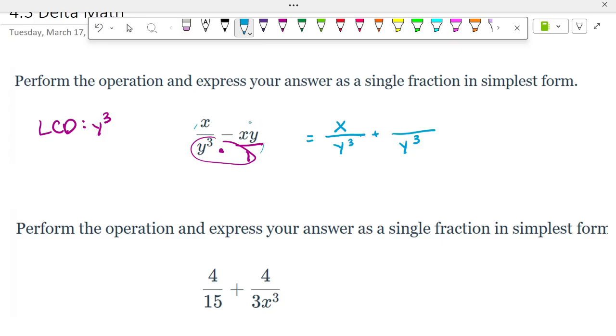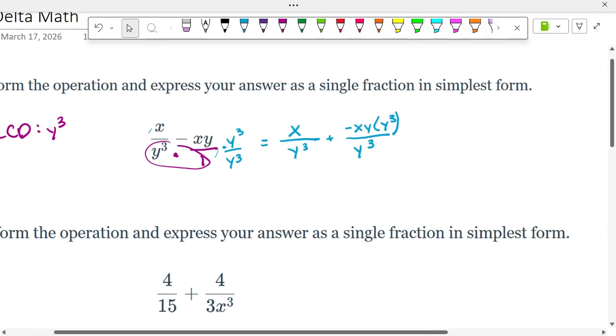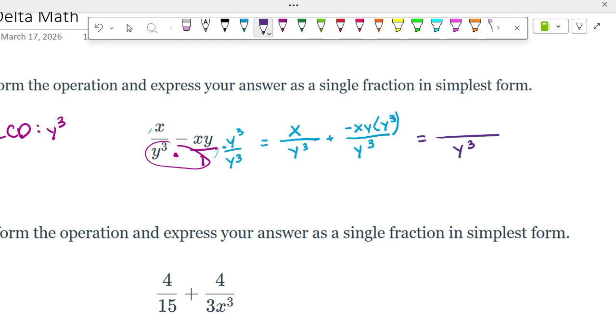What about this second one? What do I need to multiply to get y cubed on the bottom? Y cubed. So I have negative xy times y cubed. Now, if I combine some stuff, that means I have y cubed on the bottom. What's y times y cubed? Y to the fourth. So I have x minus x y to the fourth.